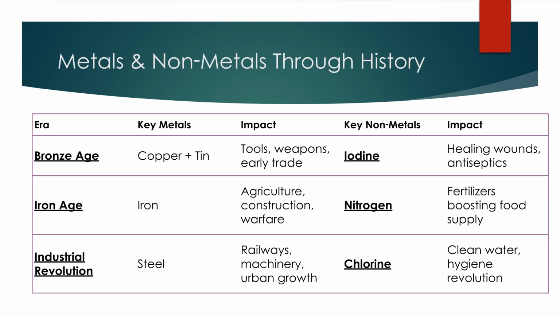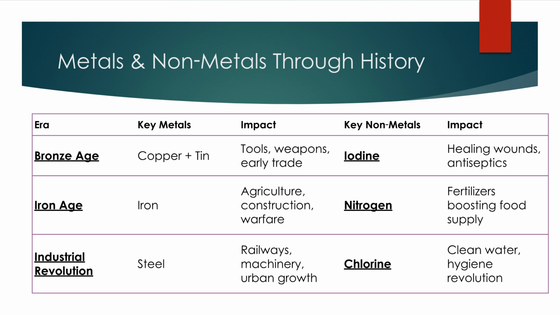Human progress has always been tied to the materials we mastered. In the Bronze Age, the alloy of copper and tin gave rise to durable tools, weapons, and early trade networks. Alongside metals, nonmetals like iodine were already valued for healing wounds and antiseptic uses. Moving into the Iron Age, iron became the backbone of agriculture, construction, and warfare, transforming societies. At the same time, nitrogen as a nonmetal revolutionized farming through fertilizers, boosting food supply and population growth.